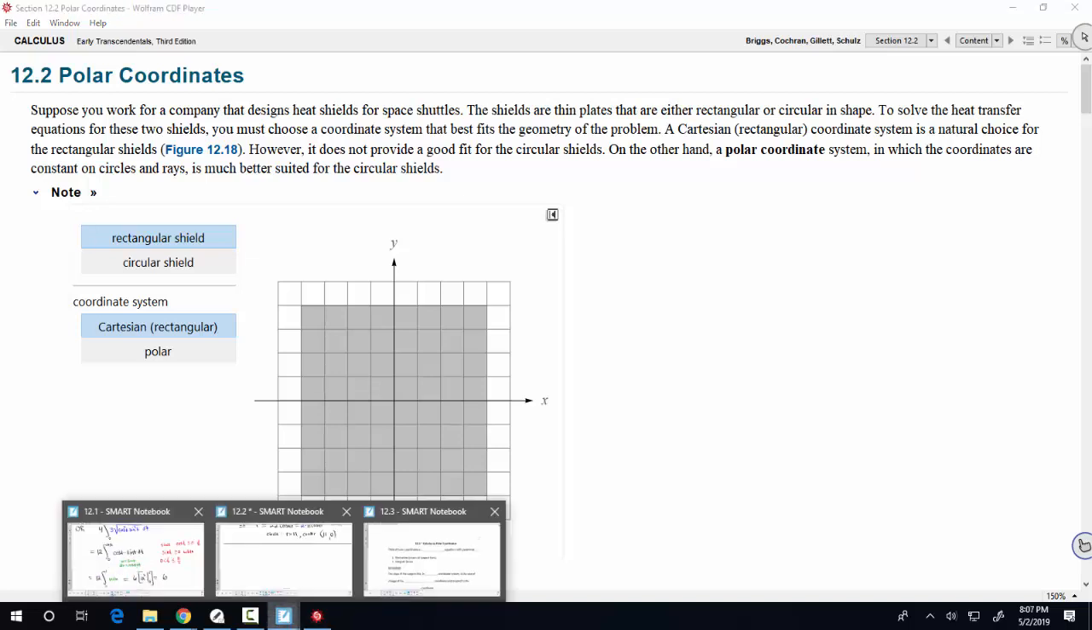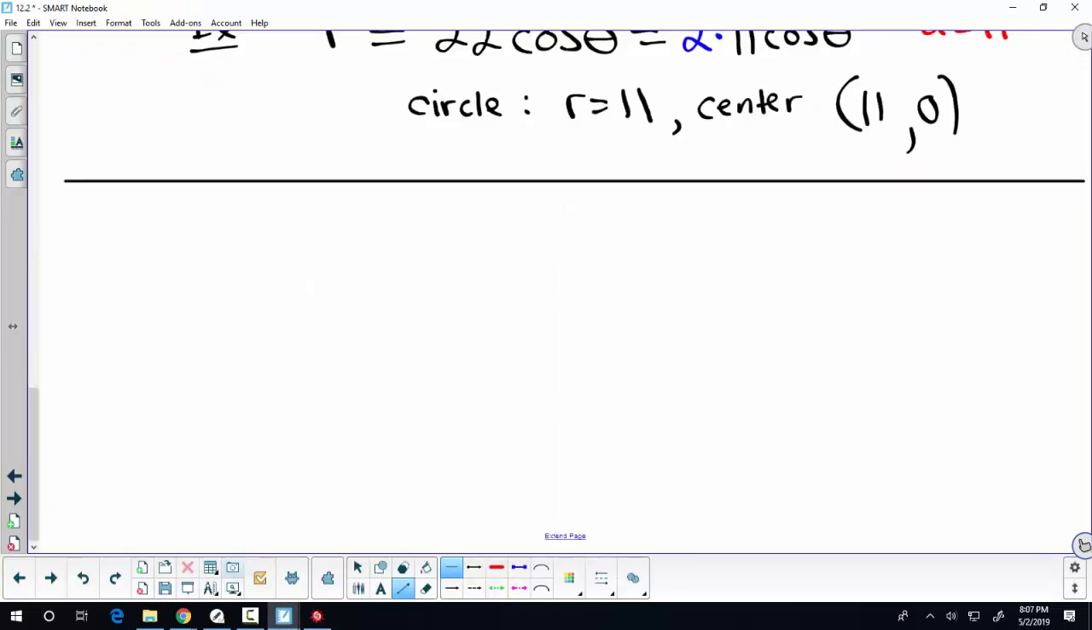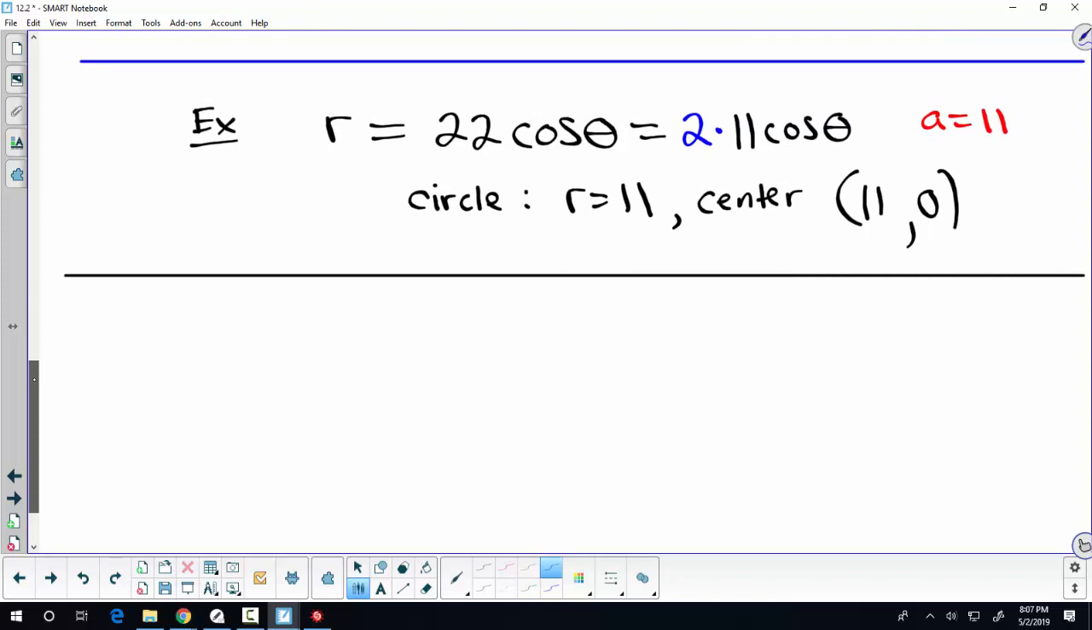So that's not, I don't see that in your textbook anymore. If you take half of 11, its square... Well, yeah, it would be 22, because we would multiply both sides by r. We'd have r squared equals 22r cosine theta, or x squared plus y squared equals 22 times x.